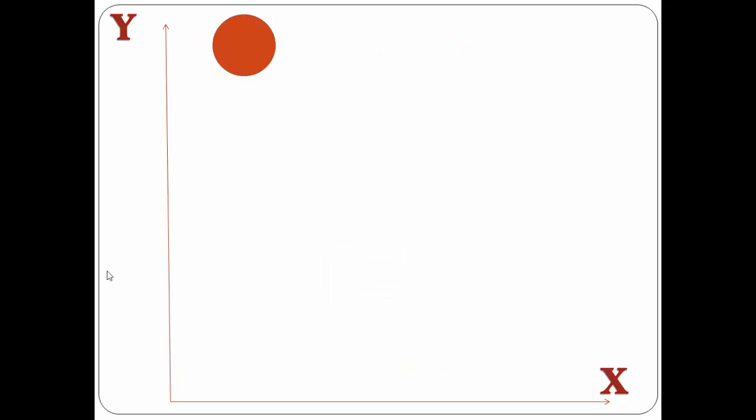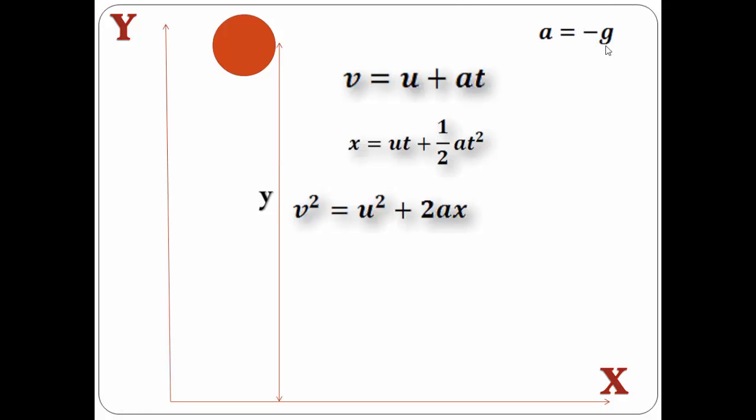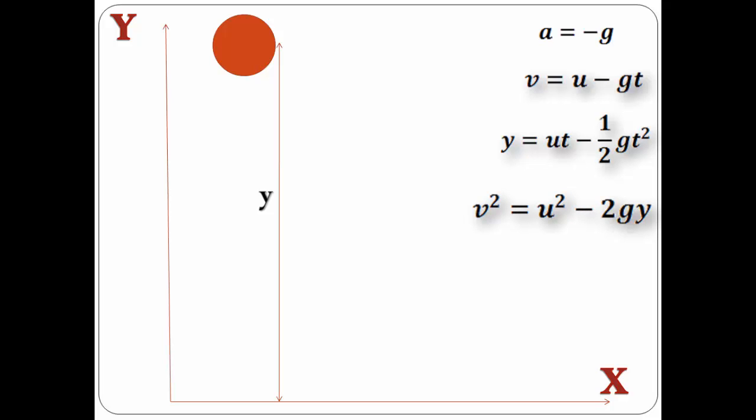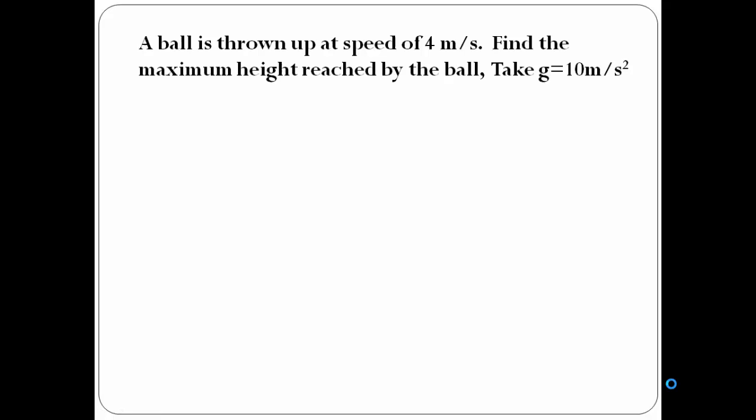Now, for any freely falling object falling under the effect of gravity, let us say it covers a vertical distance of y, and the vertical direction is considered as positive y-axis, then acceleration will be considered equal to minus g. So our equations of motion will be converted to the form v equals u minus gt, y equals ut minus half gt square, and v square equals u square minus 2gy. Let us solve an example to understand the application.